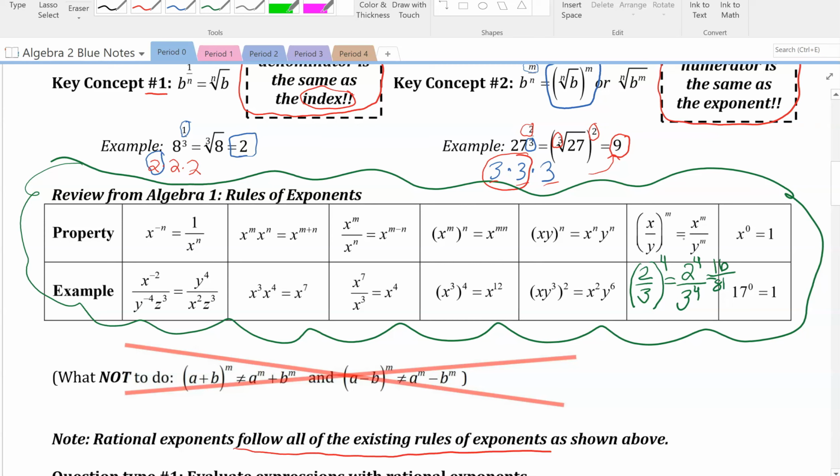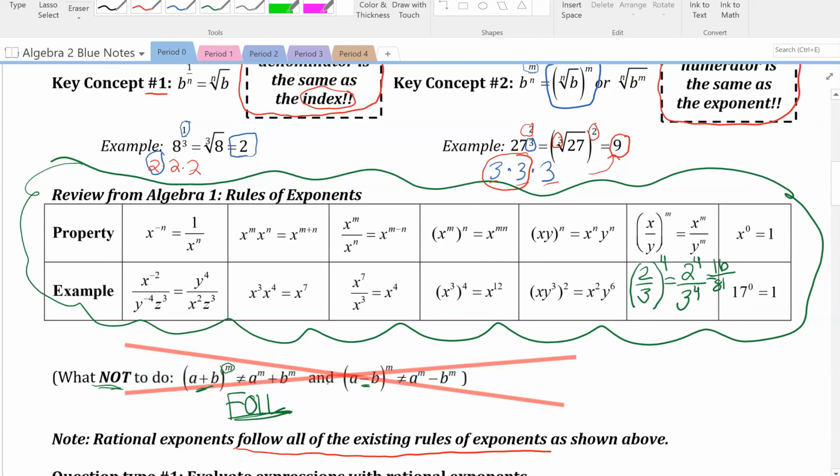The main thing you need to also remember when working with exponents is that you cannot distribute an exponent over addition or subtraction. So this is what not to do, right? (a + b)^m does not equal a^m + b^m. Similar for subtraction. (a - b)^m does not equal a^m - b^m. All of these things would require foiling, right? When you have a binomial to a power, you have to FOIL it.